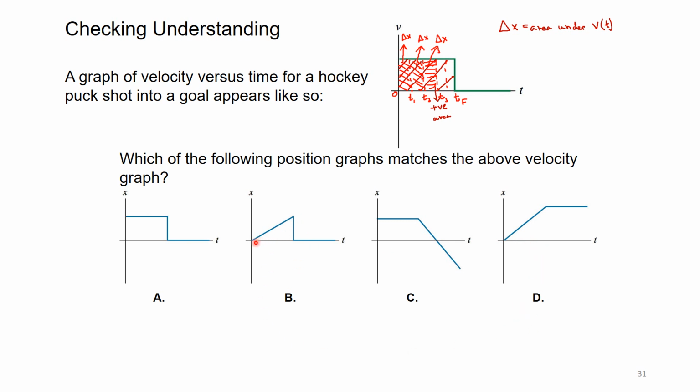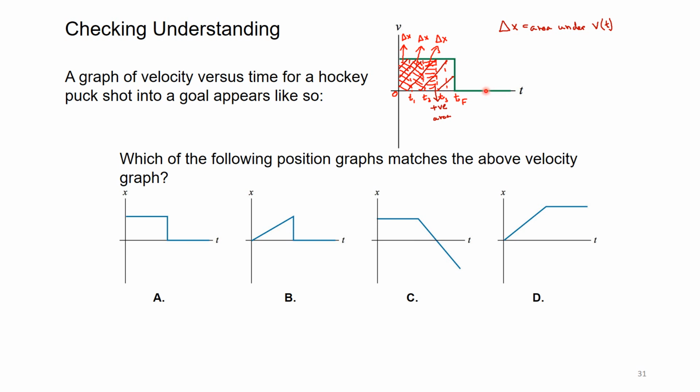Okay, so if you look at the options, we have options B and D. Both of them have the first part where the graph is sloping up, the position is sloping up, and then it reaches some final point. And then for graph B, the position goes back to 0, but for graph D, the position becomes constant.